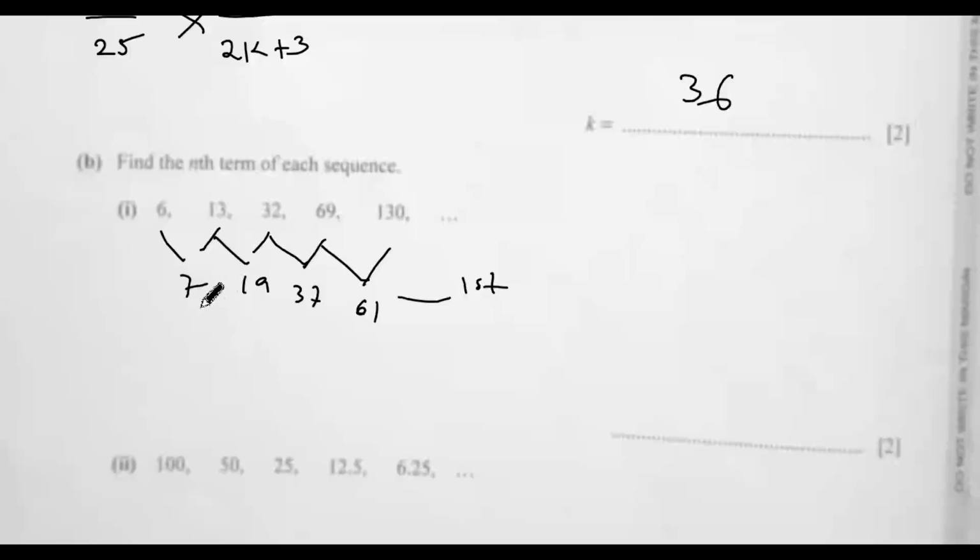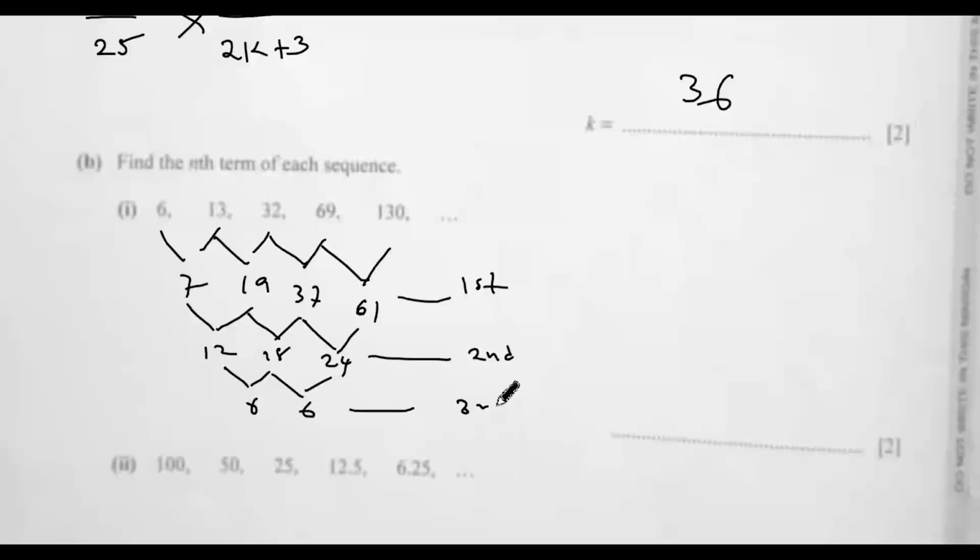So let's continue again. If you do 19 take away 7, you get 12. If you do 37 take away 19, you get 18. And if you do 61 take away 37, you get 24. So this is the second difference, and we don't have a common difference. Continue again. 18 take away 12, you have 6. Then 24 take away 18, you have 6 again. So this is the third difference, and we have a common difference. That means this sequence is a cubic sequence.